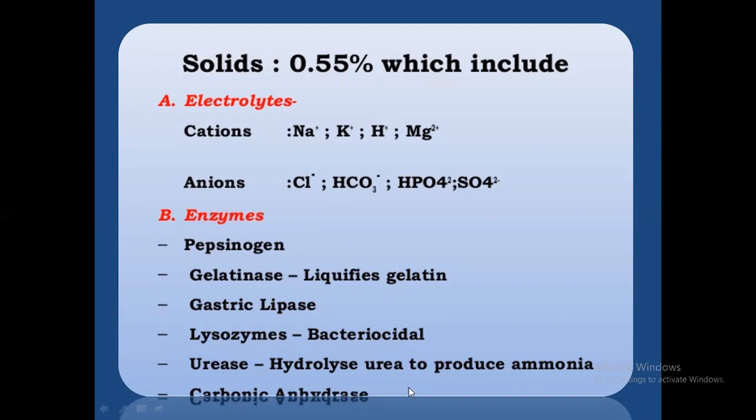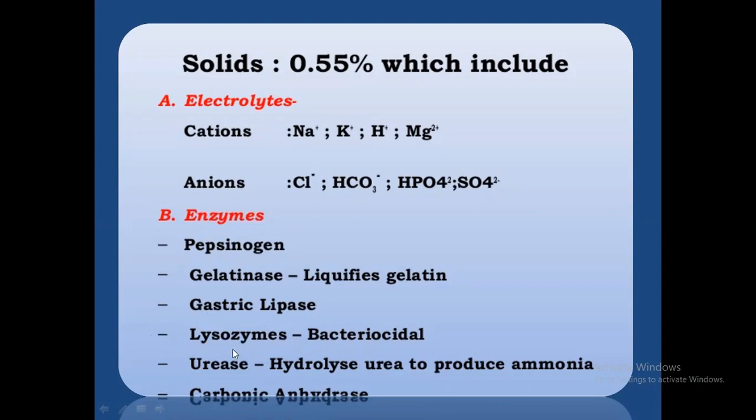And some enzymes are present. What are the enzymes you may see in the gastric juice? Pepsinogen, secreted by the chief cells. Chief cells, the peptic cells, produce the pepsinogen. And some gelatinase. Gelatinase is also one enzyme; it liquefies the gelatin. And gastric lipase, also produced by the chief cells. And lysozyme, a bactericidal enzyme.